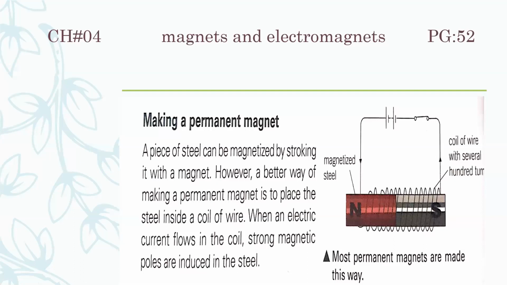So this is the method of making a permanent magnet inside your house. You take a wire, a piece of steel, and a battery, and connect them all. You place the steel inside the coil and pass the electric current. After passing the current for some time, the steel will become magnetized and will behave like a magnet.